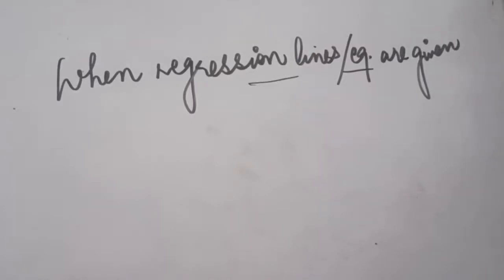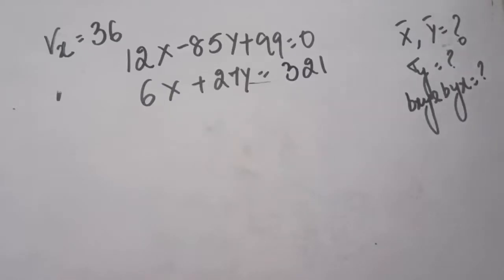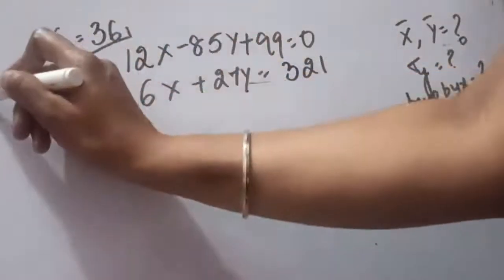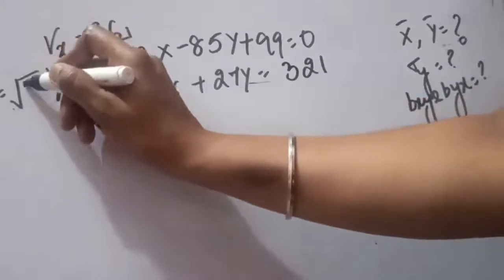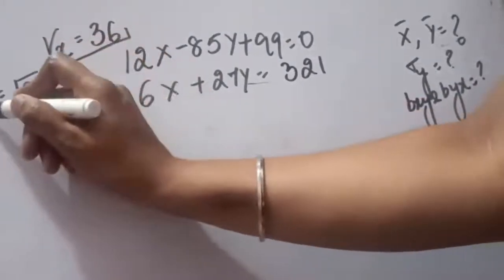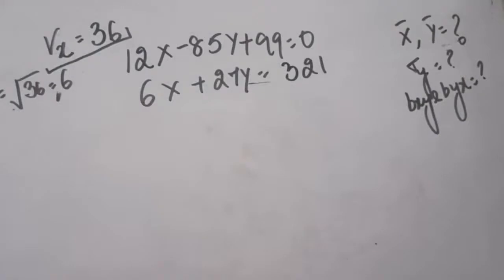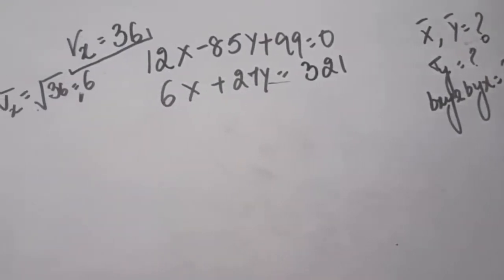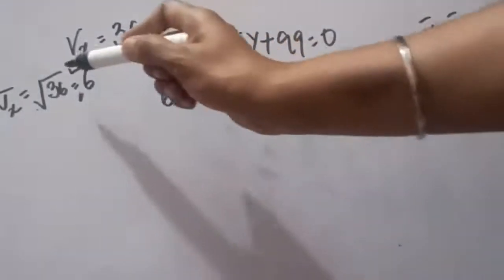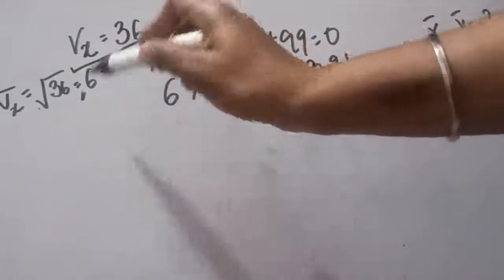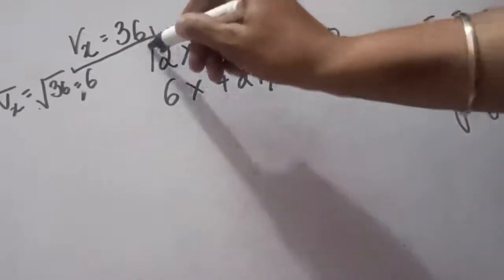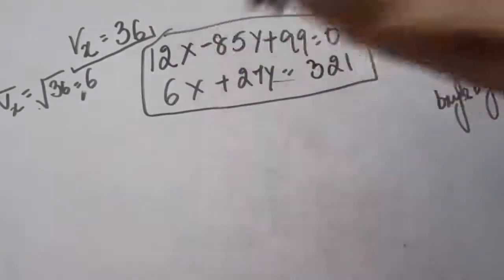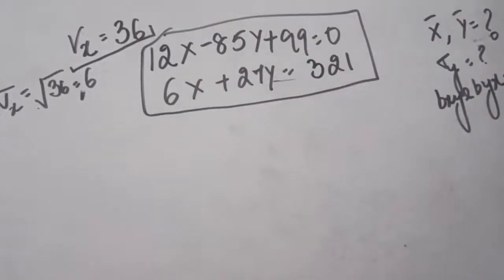Let's see with the help of one example. This is a practical question in which the variance of x is given as 36. If the variance is 36, we all know that the standard deviation is the square root of the variance, since variance is the square of the standard deviation. So we can calculate the standard deviation of x by taking the square root. Now these two equations have been given, and it is written that these are two regression equations.